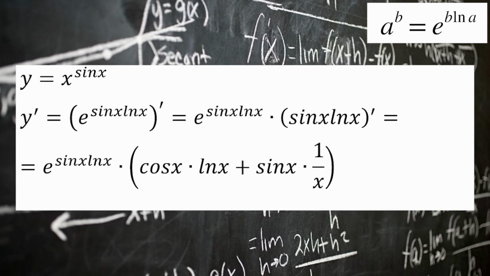Here again we apply product rule to sine x ln x. The derivative of sine x is cosine x, and the derivative of ln x is 1 over x. All in all, the answer looks like that.